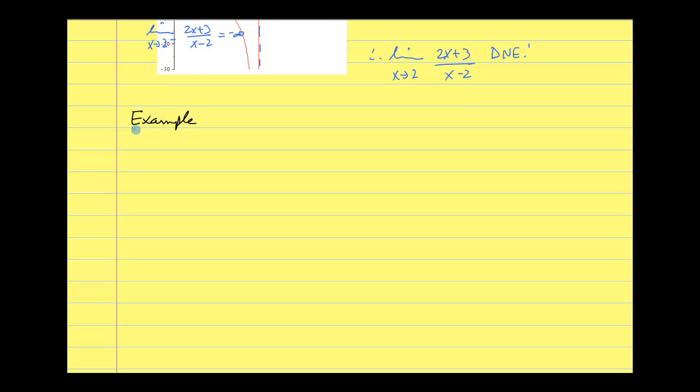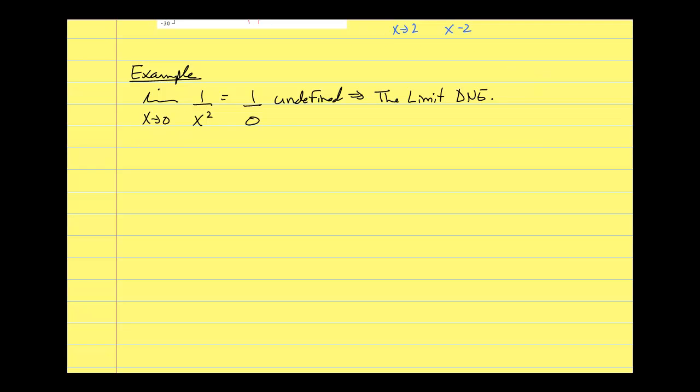There are some basic graphs that would behoove you to know about, and one of them is 1 over x squared. So let's look at the limit as x approaches 0 of 1 over x squared. Well, if we plug directly in, I get 1 over 0, which is undefined. Undefined implies the limit does not exist. DNE, does not exist. But I want to know why the limit does not exist.